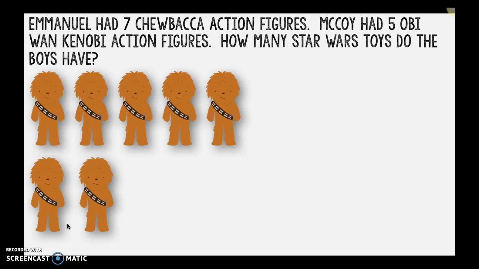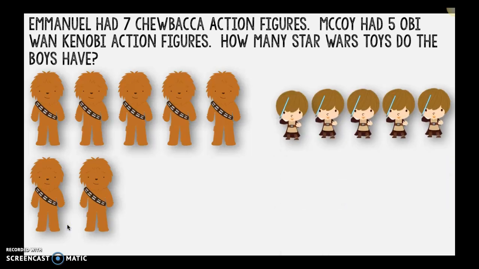All right, the other part said, McCoy had 5 Obi-Wan Kenobi action figures. Go ahead and draw 5 Obi-Wan Kenobis, please. Good job. Does your picture match mine? Are you nice and organized like I am? Did you make your 7 as if it's in a 10 frame and your 5 too? I hope that you did. That's going to make it a lot easier to make my 10.